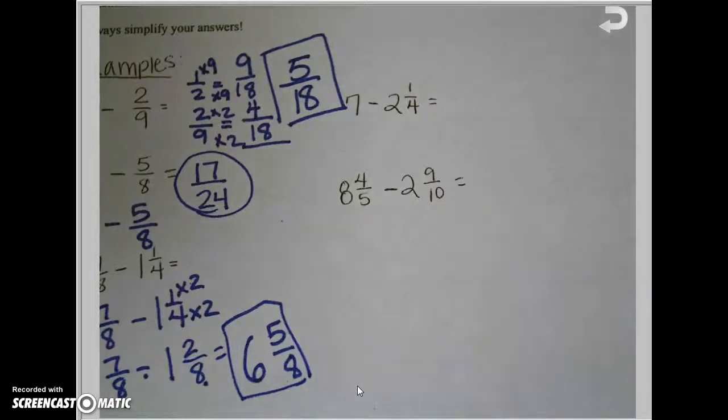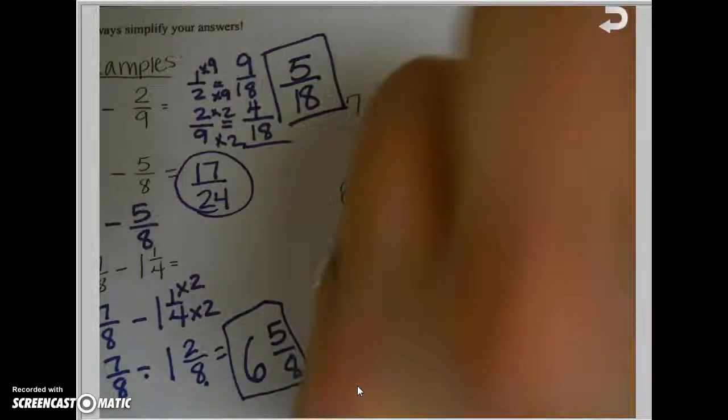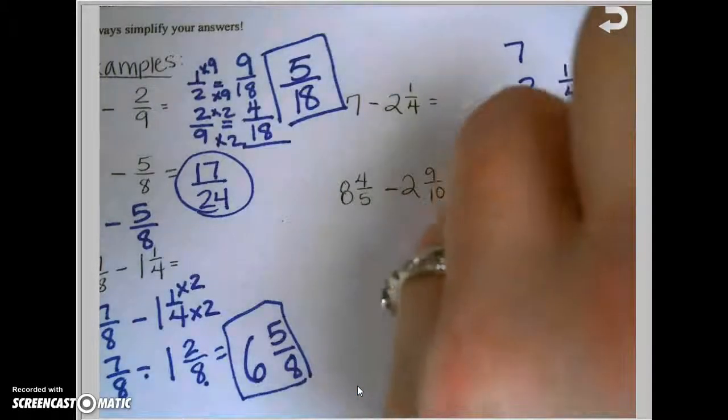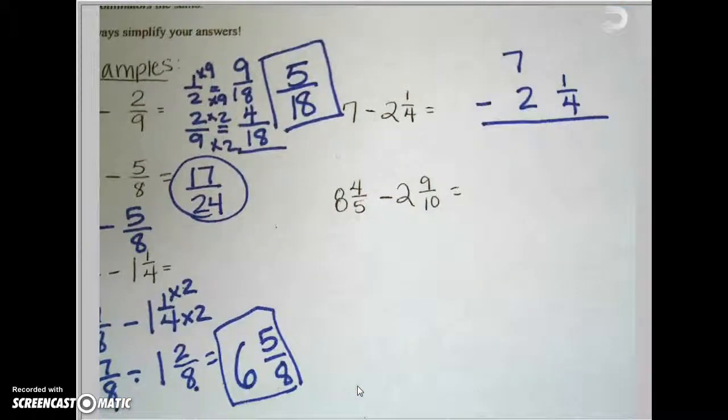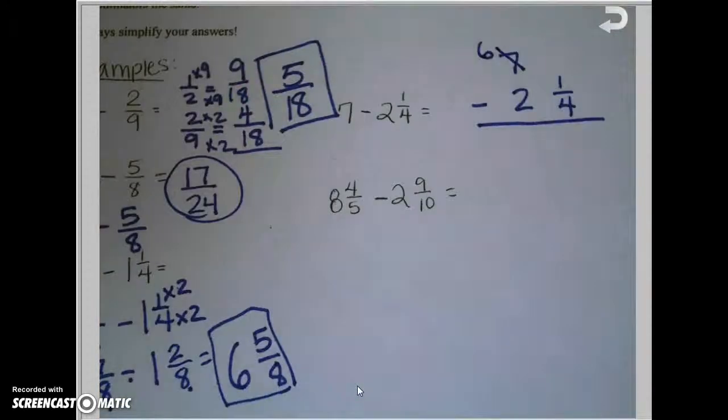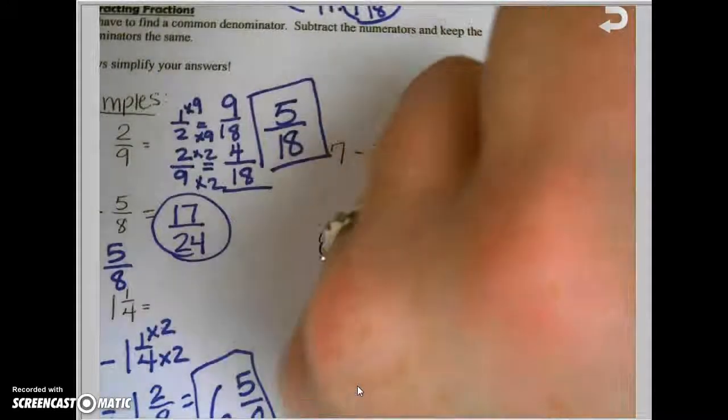Okay, 7 minus 2 and 1/4. So now here is the tricky part. You have a whole number, and you're going to take away a mixed number. So what you have to do is you have to borrow. So I have a whole number of 7. So I'm going to borrow one whole, which means this is going to be 6. So this is my one whole that I borrowed.